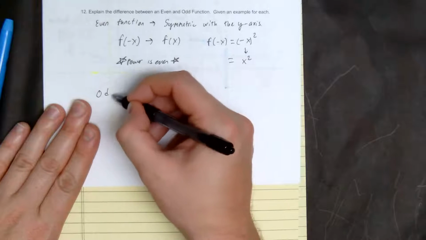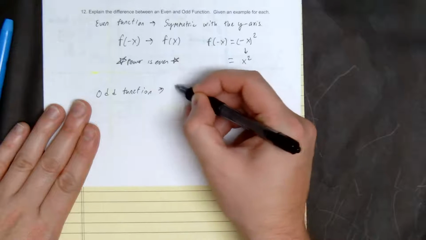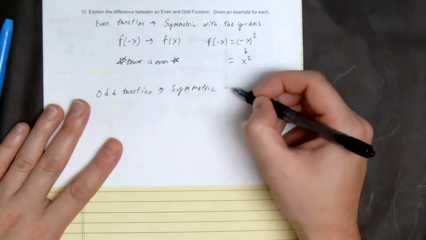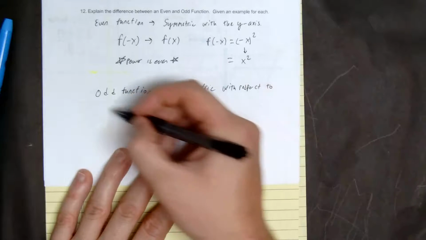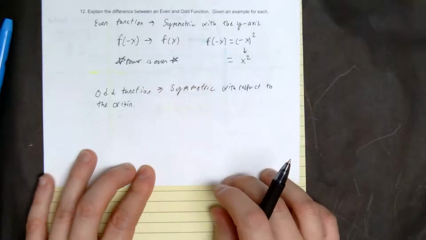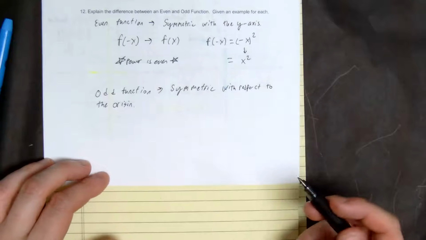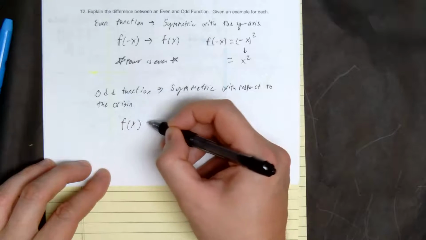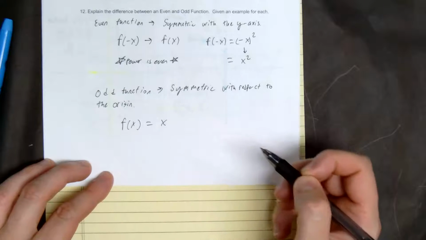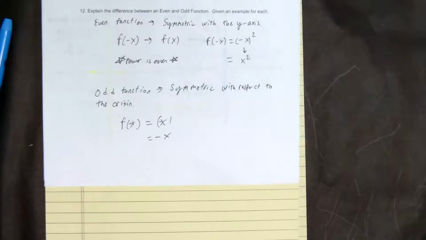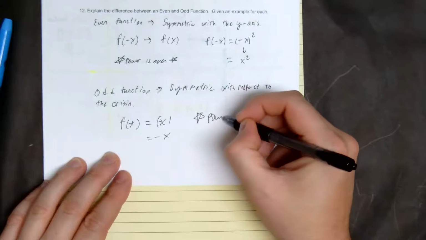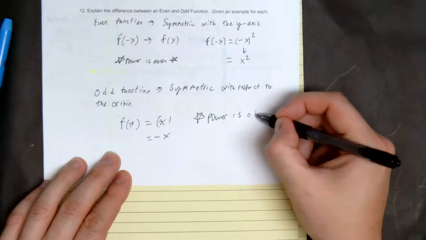So next, an odd function. It's going to be symmetric with respect to the origin. So let's just use a simple example. Let's use a line. If you plug in a negative, and we have the line is equal to x, you plug in a negative, our output's going to be a negative x. So for it to be an odd function, it has to be symmetric with respect to the origin, or in other words, the power is odd to the function.